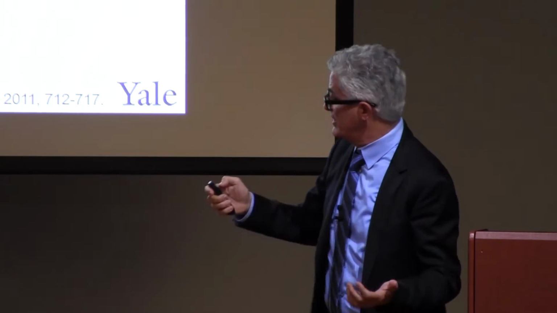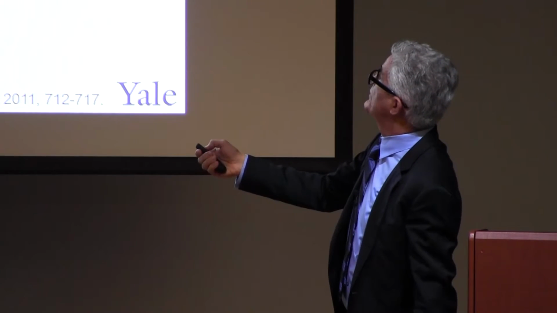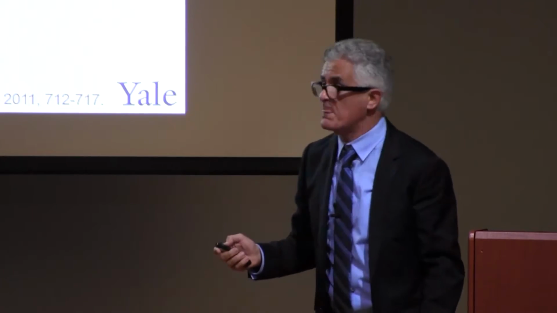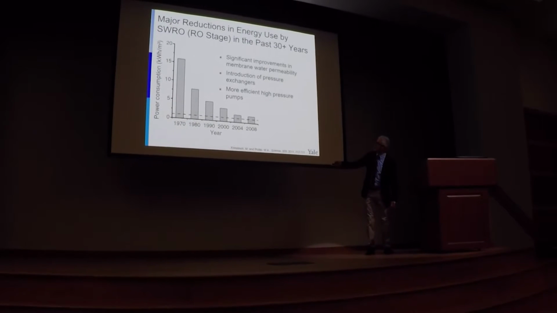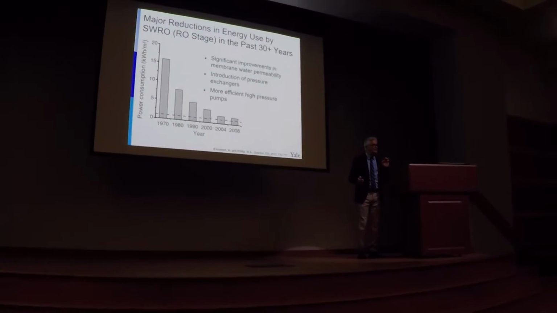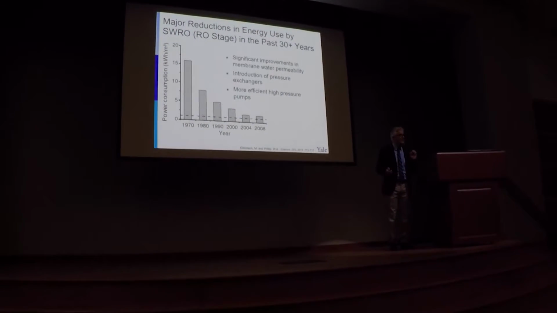Now, why did we get this improvement in energy? We got much better membranes with much higher permeability. We introduced pressure exchangers, in which you can recover the pressure in the brine rather than release the pressurized brine. You can recover it. You have more efficient pumps and so on. Now, this line that you see here is the thermodynamic minimum energy of 1.06 that I mentioned earlier.